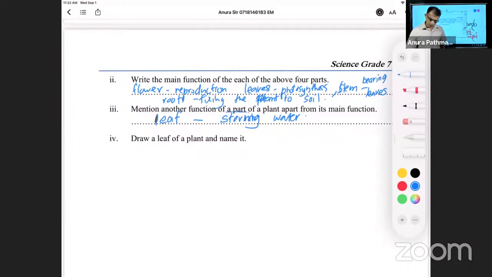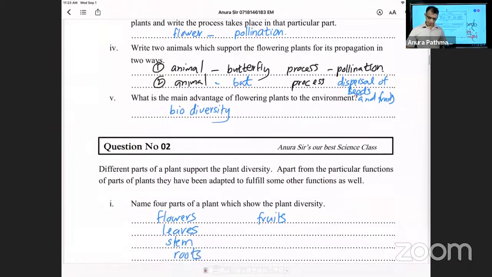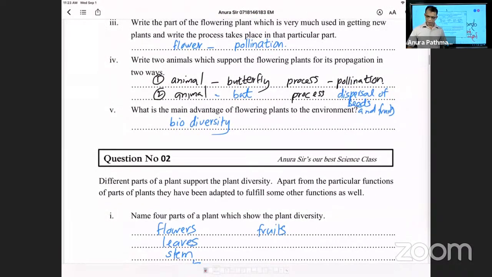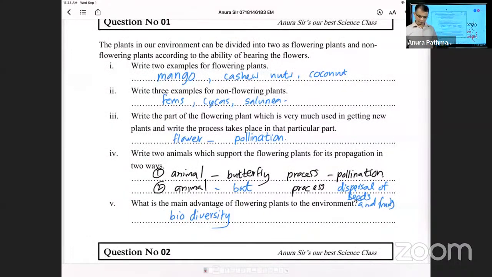Mention a part of a plant with another function. Not all the leaves store water. Excuse me, sir, can you show me the previous question? Yes, sir. You can get a screenshot if you like. Okay, sir. I didn't write perfect letters.